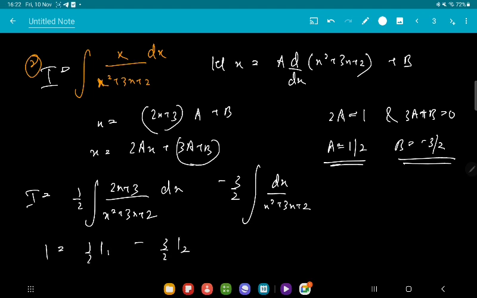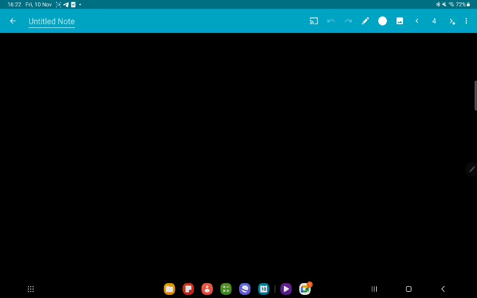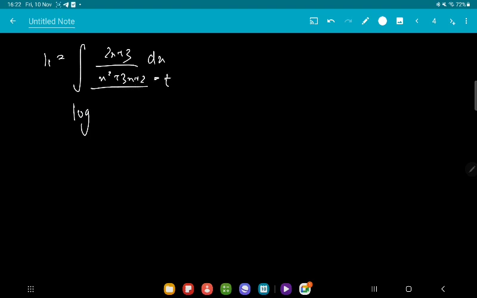This will be a little lengthier solution. So first, how will you resolve I1? 2x plus 3 over x square plus 3x plus 2 dx. This is simply log; you can assume the denominator as t and its differentiation is there. So log of x square plus 3x plus 2 plus c would be the answer for I1.